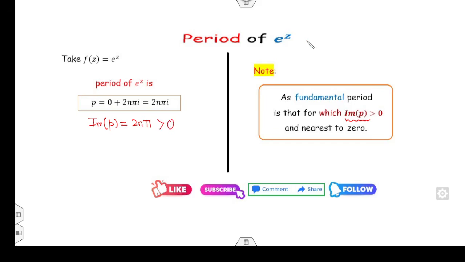Fine. So you can see the period is 2nπι, 4nπι, 6nπι, and so on. What is the fundamental period? Look at all those numbers whose imaginary part is positive. These blue lines, and this one is my smallest part.